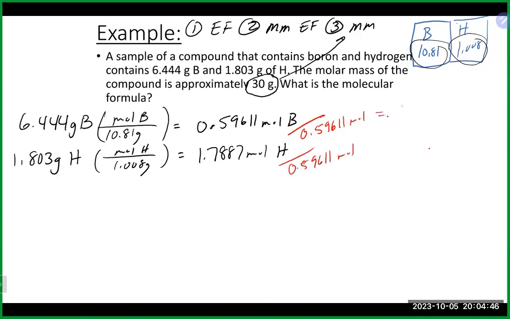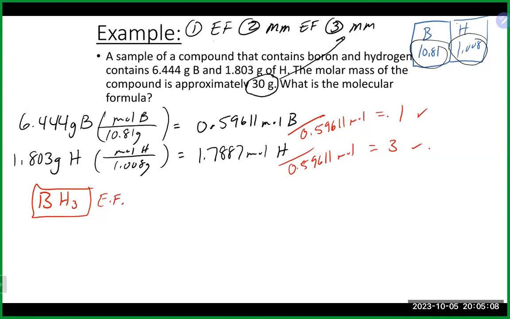And that's going to give us a 1 there. And that's going to give us a 3, it looks like here. Once again, here we hit whole numbers. So that means that's going to be our empirical formula of BH3. It's our empirical formula. Any questions up to that point?